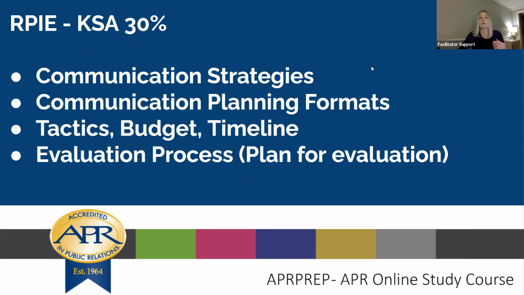So RPI, again, 30% on the APR exam. Tonight we're looking at strategies, tactics, and the evaluation process. You probably already know what tactics are, but strategies are those things that people sometimes confuse with objectives. Strategies are how you will accomplish your objectives. And objectives, like we said last week, are who does what by when and by how much. And your tactics come from your strategy.